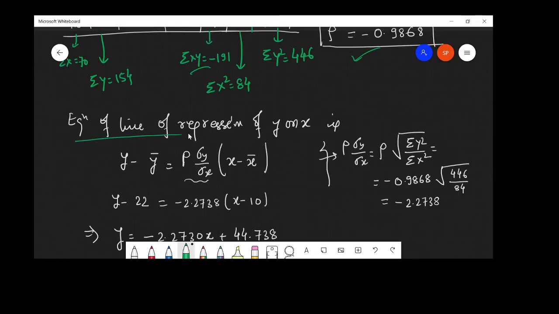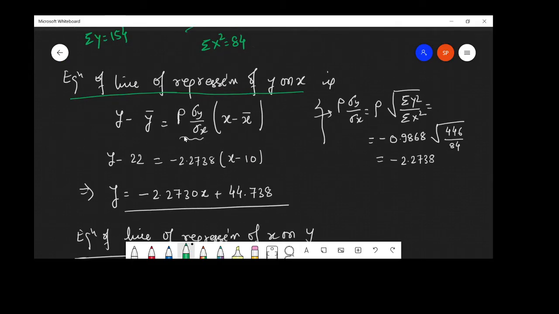According to the question, find the regression line of y on x. Regression lines means that we need to find two lines. First we find y on x, and second we find x on y. It depends on you which one you find first. So here we write the formula first: y minus y bar is equal to rho sigma y by sigma x, bracket x minus x bar. First we identify how to find these values.